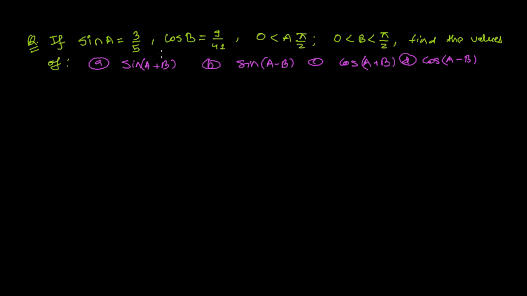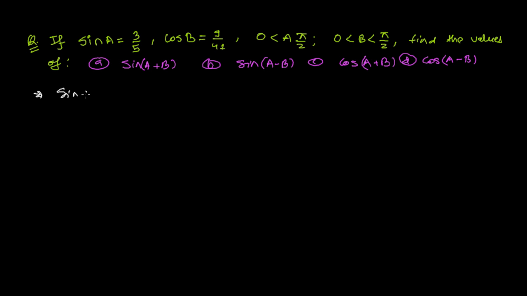Now find the values for sine of A plus B, sine of A minus B, cosine of A plus B, and cosine of A minus B. So what we need here is sine A, cos B, sine B, and cos A also. All right, so first let's write the given things.